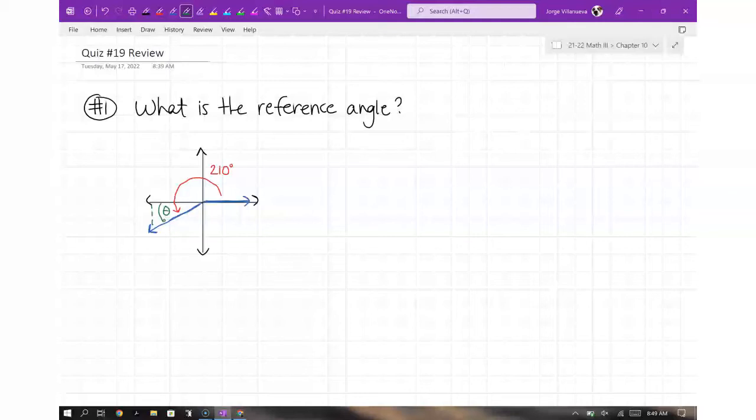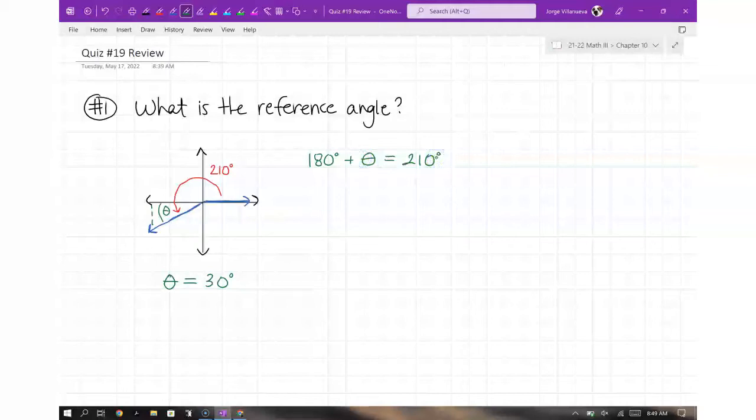So if you're at 180, if you go 10 more, that's 190, 10 more, that's 200, 10 more, that's 210, so that's 30 degrees more, right? So theta would have to be 30 degrees. Now remember, you could also do it by saying like, okay, 180 degrees plus this angle is 210 degrees. You could create a little formula to try to figure it out.